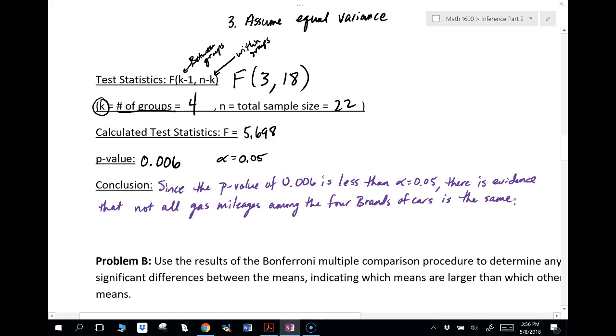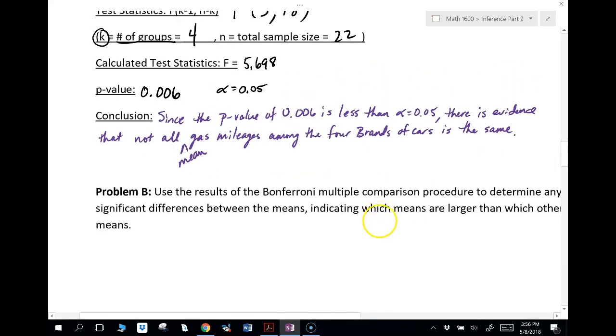Boom. Yes. Did you say not all mean gas mileages? That not. Oh yeah. Duh. Don't want to forget that. That's like the important thing. You know what I mean? Sorry, bad pun.